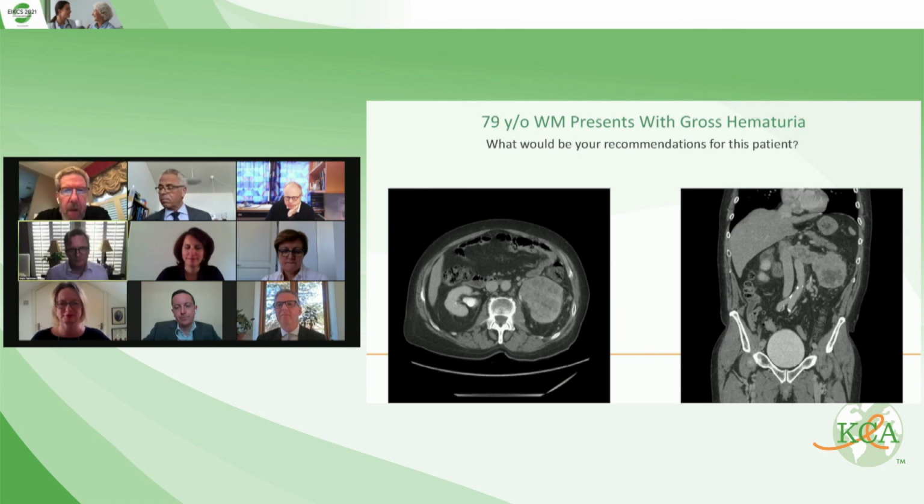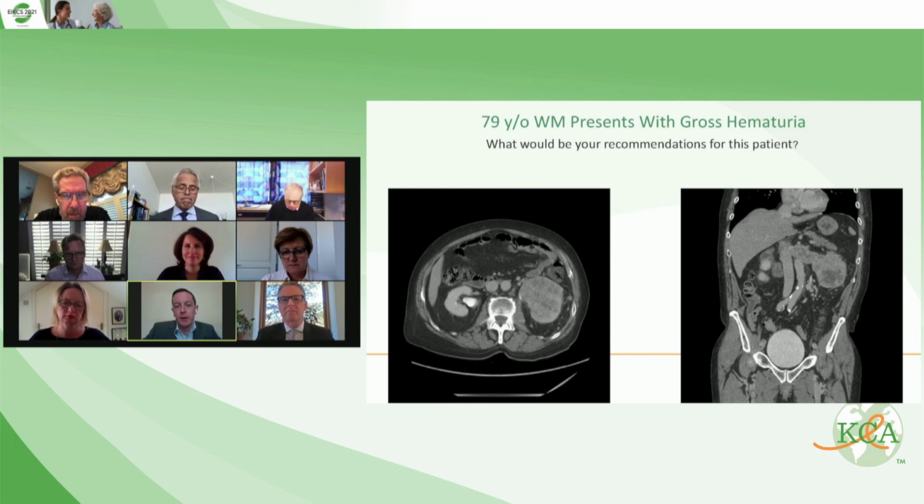Does anyone disagree with that approach? No, I think the burden of disease is different compared to the last case, but it would definitely be upfront systemic therapy. We might embolize in our institution for bleeding if there were ongoing problems, embolize the primary and start Ipi-Nivo.